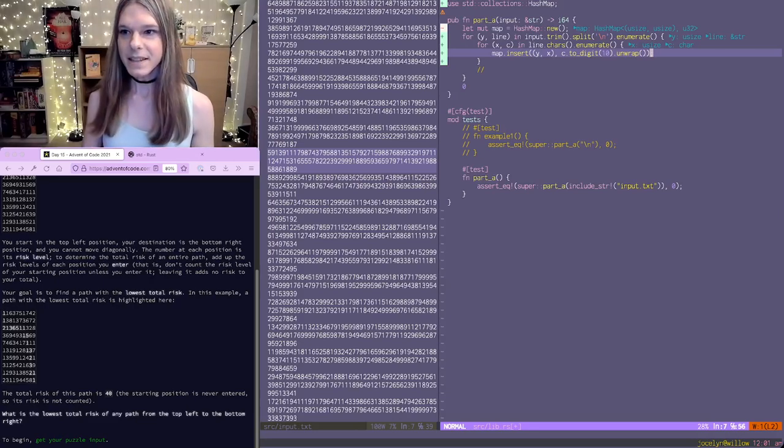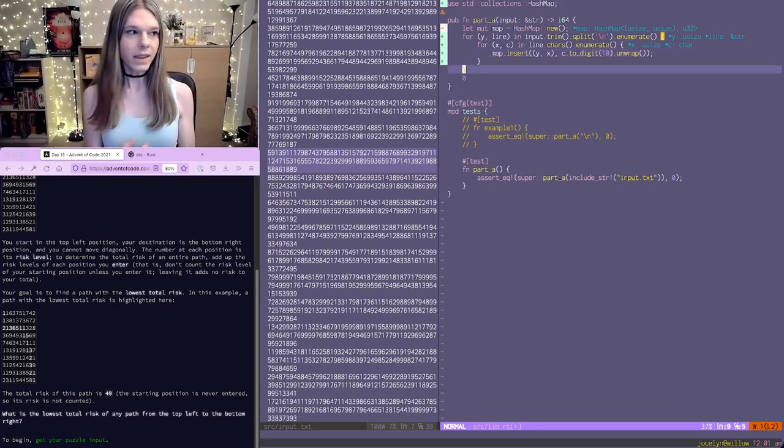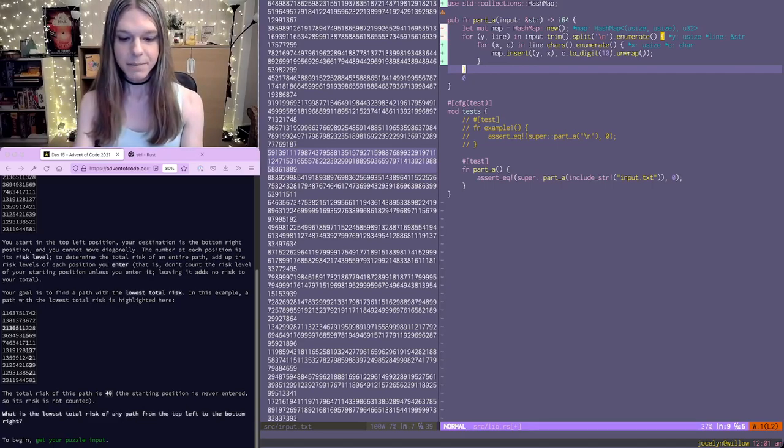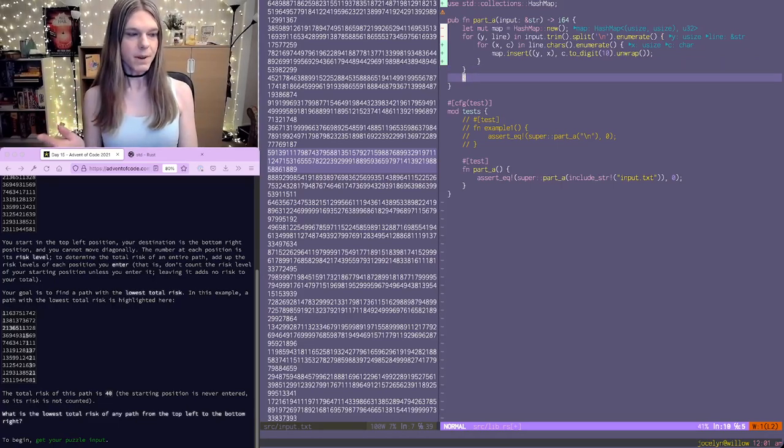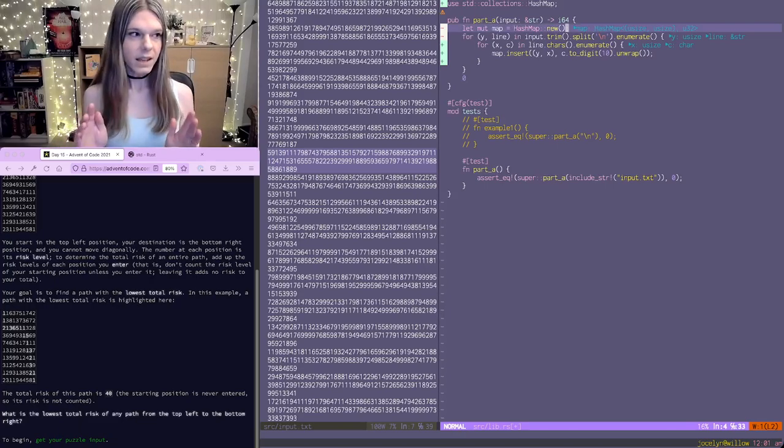So we're trying to get to the bottom right. What we want to know is the lowest possible, the cheapest way to get to each possible location. So we're going to initialize that to just infinity, and then we're going to do a breadth first search, or best first search, I guess, and try to find the best path.